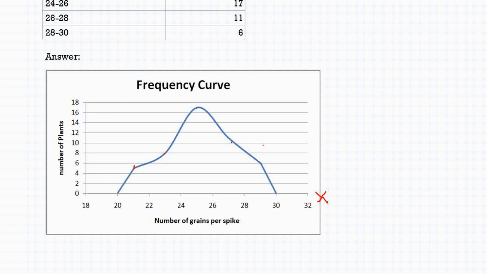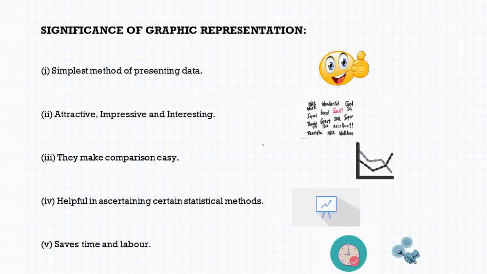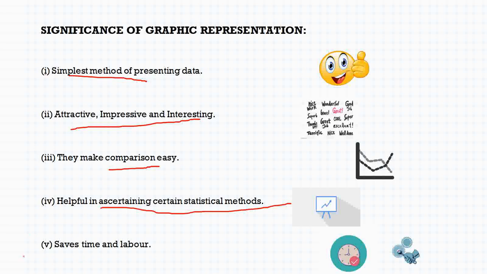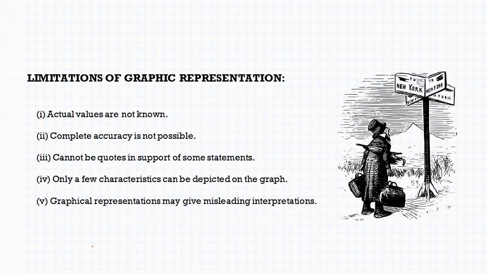Now, let us move ahead and see the significance of graphical representation. Graphical representations are the simplest method of presenting data. They are attractive, impressive, and interesting, and they make comparison very easy. They help us in ascertaining certain statistical methods, and they save time and labor. But they also have certain limitations. Let us see what they are.